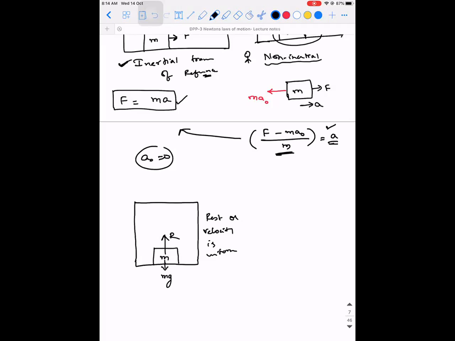See, you need to answer first. Rest or velocity is uniform. What kind of frame of reference? Inertial. Inertial means what will happen? Inertial means you directly need to solve the problem. You need not think of any pseudo force or something.